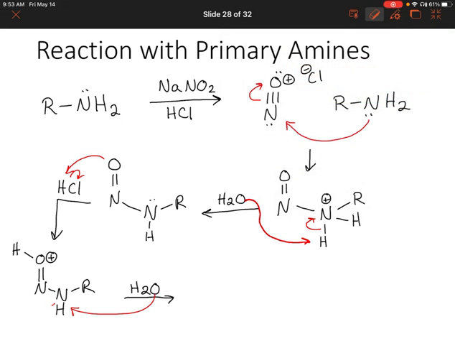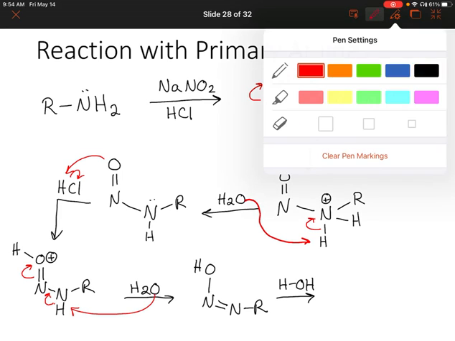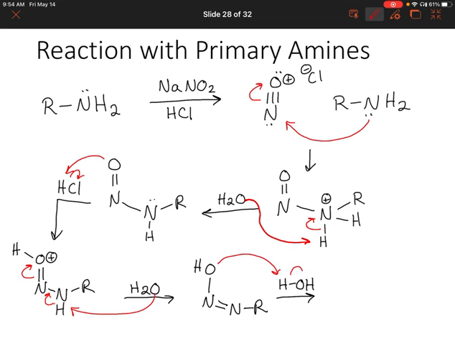This is actually going to create a double bond between the two nitrogens, and then we'll move electrons up to oxygen. So now we have an alcohol on the top here. And we're just going to react this with water one more time so that we create a good leaving group.